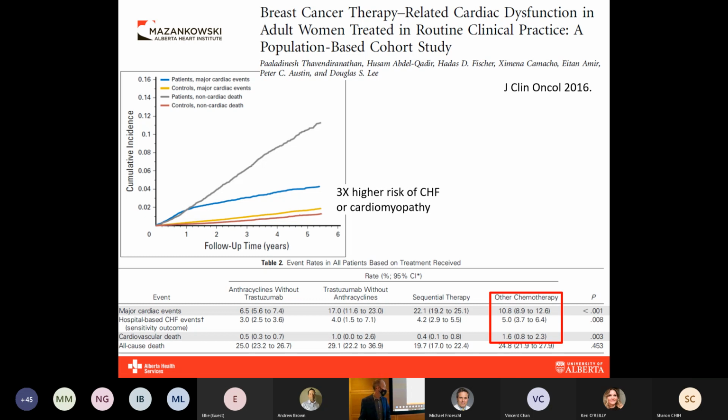And one of the interesting things that I found is that even patients receiving other chemotherapy, so non-cardiotoxic chemotherapy, actually had quite a high cardiovascular death event rate, higher than the so-called cardiotoxic regimen. So even the safe treatment may not be so safe.